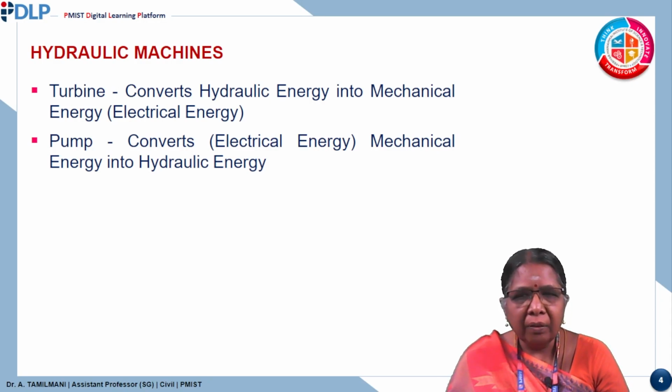Turbine is a machine which converts hydraulic energy into mechanical energy. Here the hydraulic energy is nothing but pressure energy or kinetic energy. This mechanical energy is rotational energy. So the turbine is a machine which converts hydraulic energy, that is pressure energy or kinetic energy of water, into mechanical energy. Finally, it is converted into electrical energy using a generator.